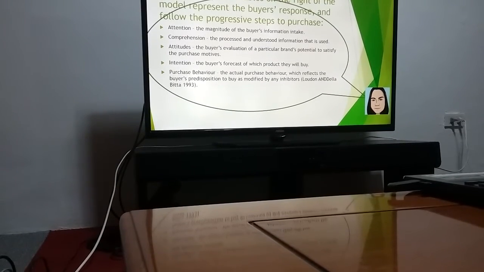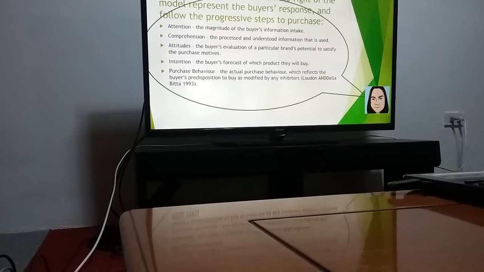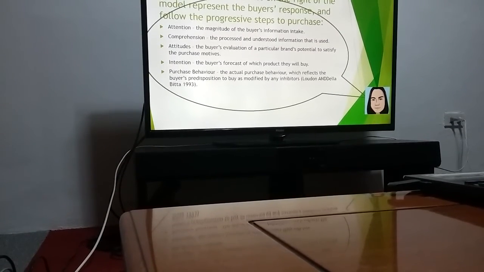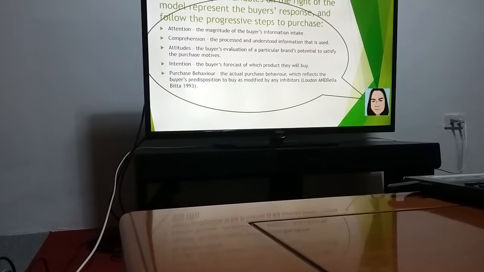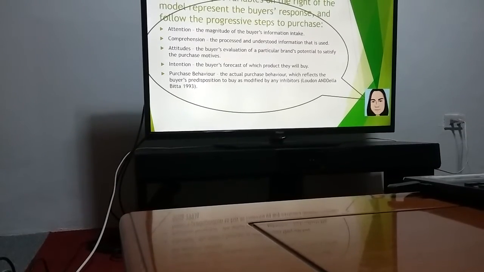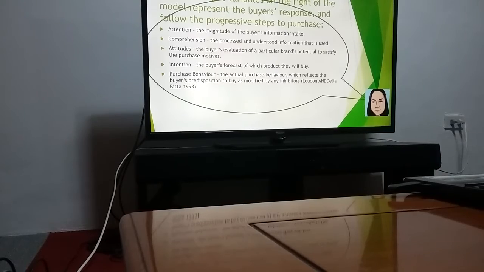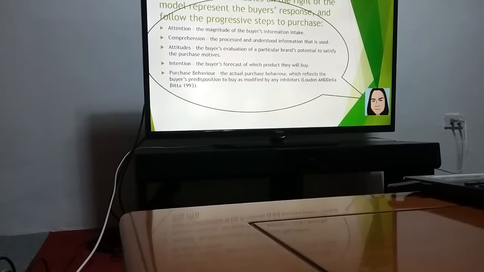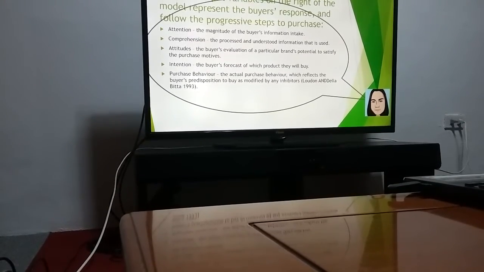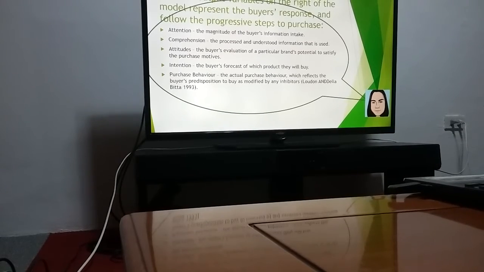So, attitudes. The buyer's evaluation of a particular brand's potential to satisfy the purchase motive. What is my attitude toward buying gadgets? Iba-iba kasi tayo. Minsan, may mga tao kasi na gusto ipasikat. May mga gusto naman na, kahit ano, okay lang yan, basta gumagana. So, those are our attitudes.